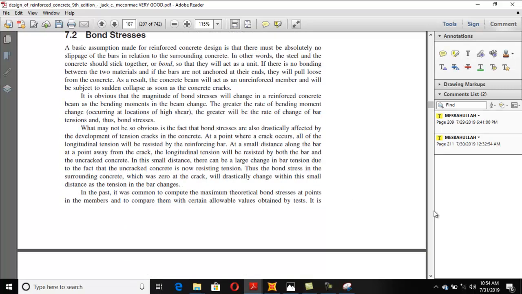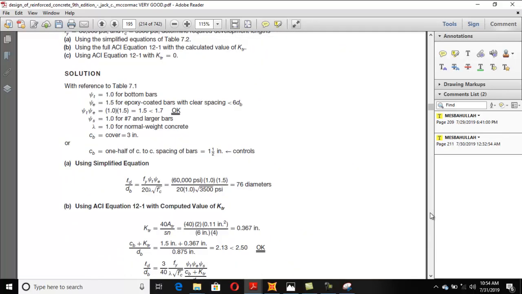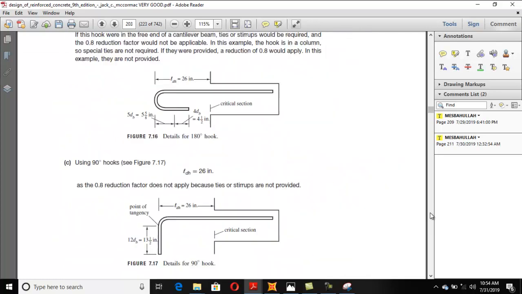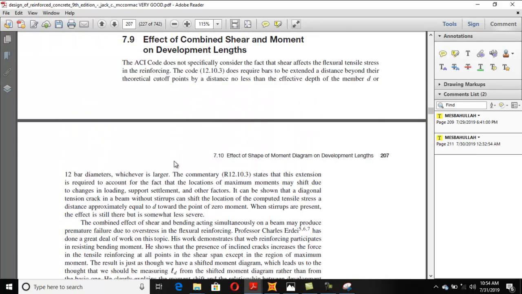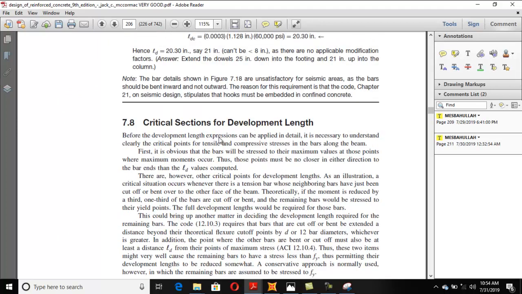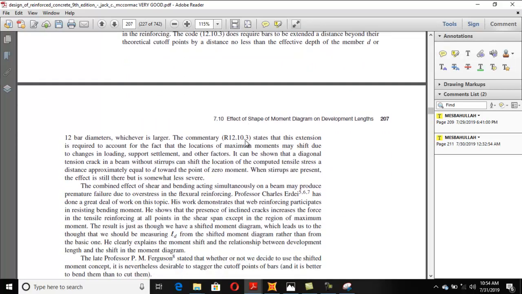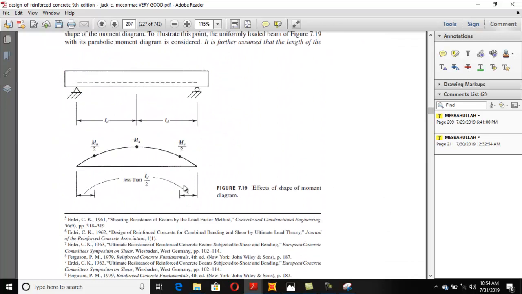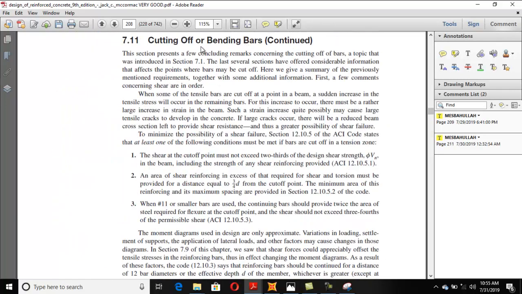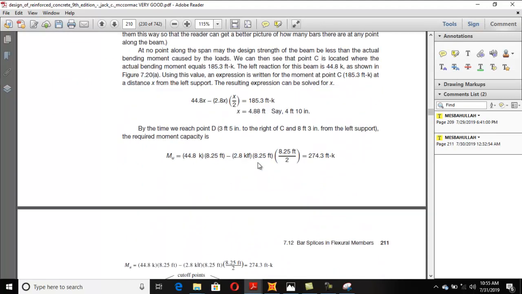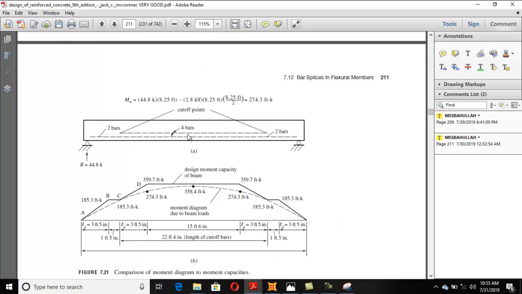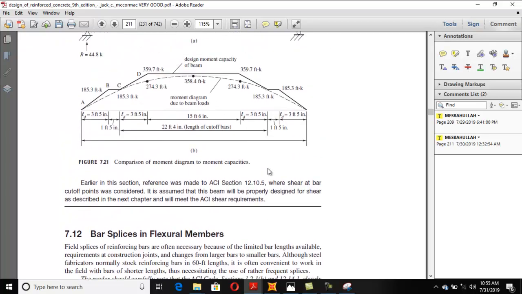This is a very interesting lecture, and inshallah it will be explained further in the next lecture, number seven, where we will elaborate on these theoretical cutoff points. We will see what kind of shear effect will occur, how the moment diagram will affect things, and how these cut-off bars and bending bars will be adjusted. We will do this example, and determine these theoretical cutoff points, and you will see what other factors we consider while determining them. For the time being, I think it is enough.